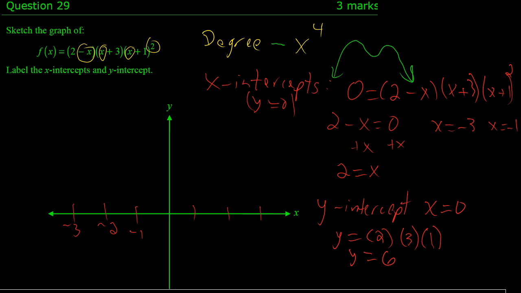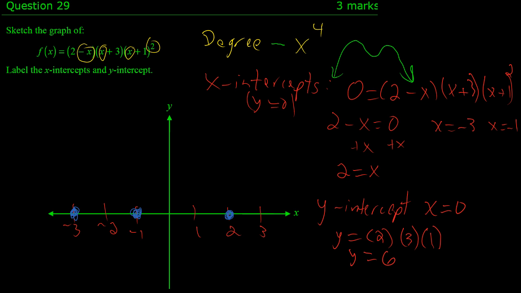1, 2, 3. All right, so let's put on our intercepts. Our x-intercepts, we have one at 2. We have one at negative 3. And we have one at negative 1. Okay. Our y-intercept is 6. So I think I'm going to go up by 2's for this.